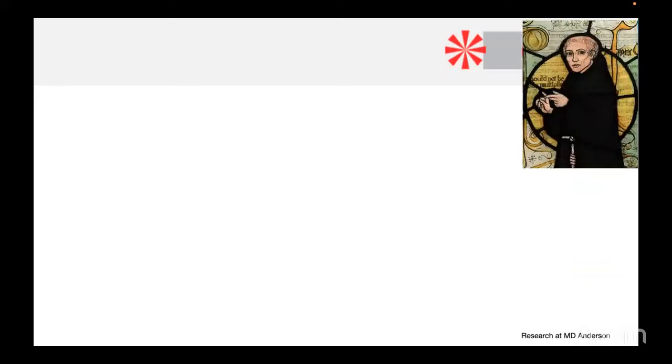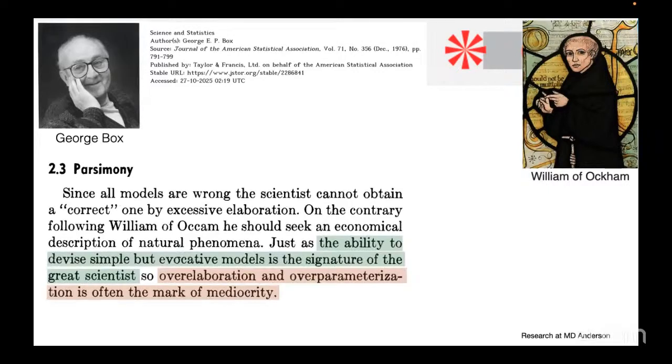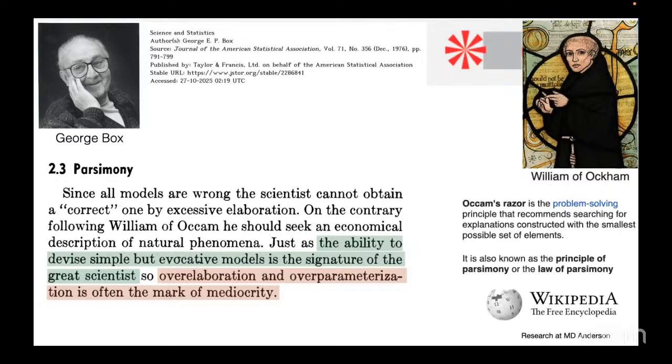Who's that gentleman? Anybody seen him before? William of Ockham. So here's my favorite George Box paper. He actually wrote about William of Ockham. And here's another quote of his. The ability to devise simple but evocative models is the signature of a great scientist. Over-elaboration and over-parameterization is often the mark of mediocrity. And he quotes William of Ockham, which is, of course, Occam's razor, which is known as the principle of parsimony, to try to develop the most parsimonious model that describes your data the best.